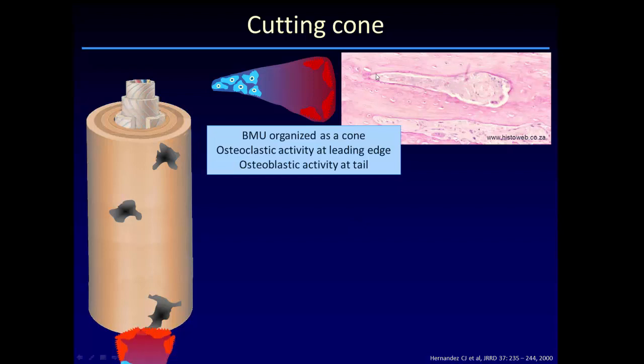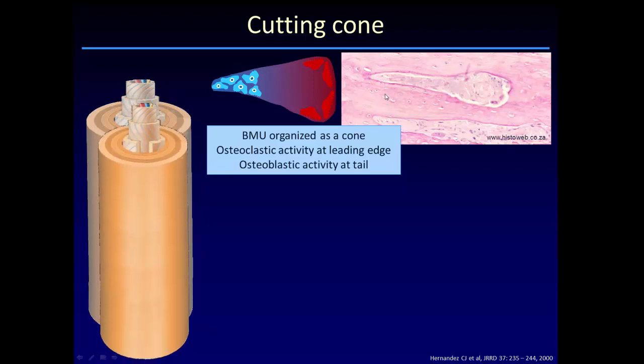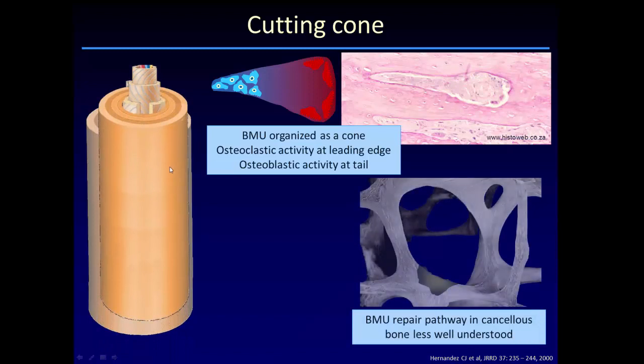Now, at a histologic level, this unit is organized in the shape of a cone, where we have the osteoclasts at the leading edge, at the wide part, resorbing bone, and then behind them a tail of the osteoblastic activity that is making bone, as you see in the example here. In cortical bone, we don't understand the pathways in cancellous bone as well as we do in cortical bone.